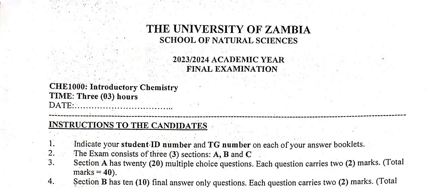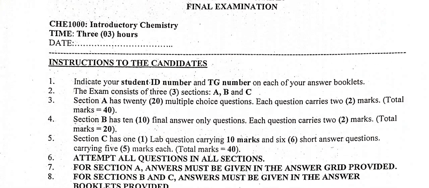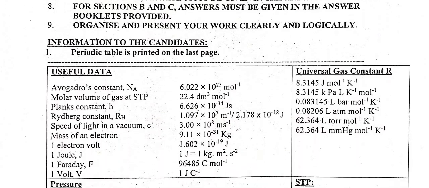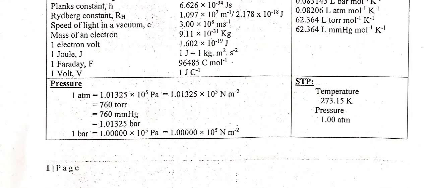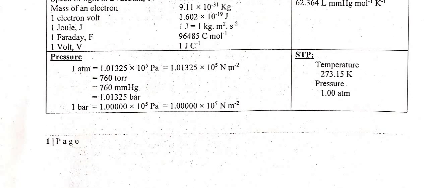Okay, so they're saying we need to answer all questions. The constants here are given. They always give you the constants. And also for R, you need to be familiar. Since you're doing CHEM1000, you need to be familiar with R values. We only use a particular R value depending on the pressure that is given in a question.